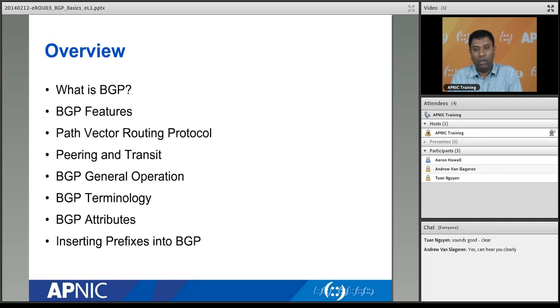Then BGP general operation, how BGP normally operates. And then we'll see some terminology and attributes. Then we will see some configuration templates, how we can configure BGP on a router. When you see the template, we will use Cisco specific commands. When you understand the basic concept and how to configure it, it's just a command. If you have a different platform, you just need to know the equivalent command. But conceptually it is the same across all the devices that you use.